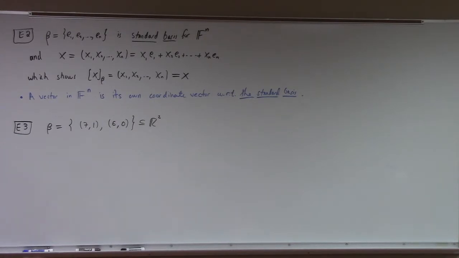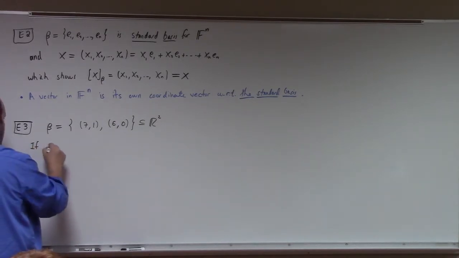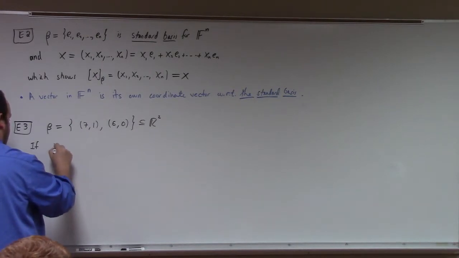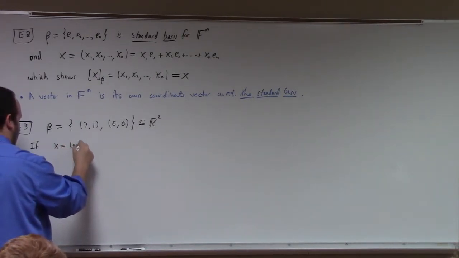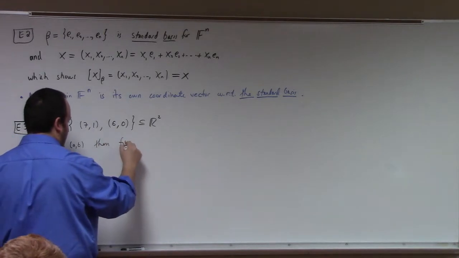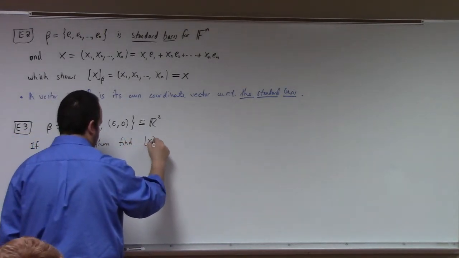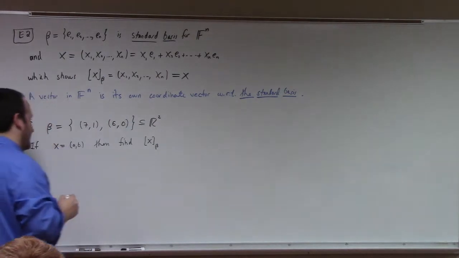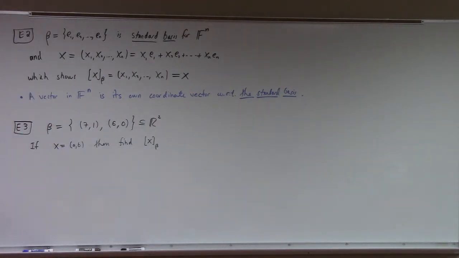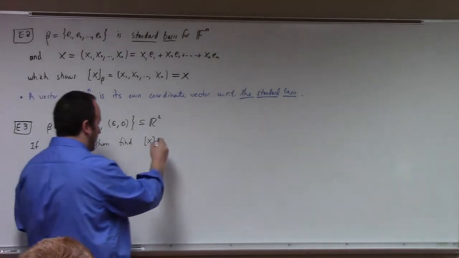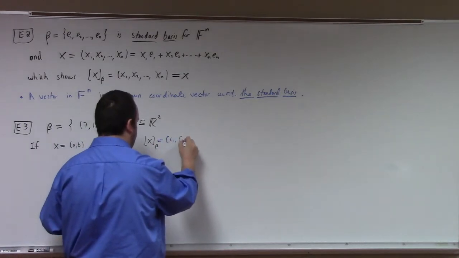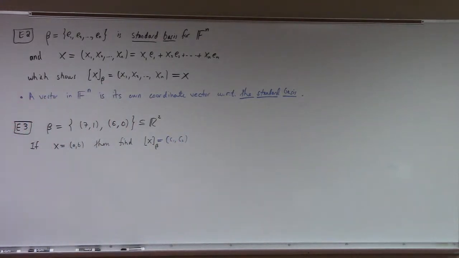And then I could say, okay, so if x equals, let's say, a comma b, then find the coordinate vector of x with respect to this beta basis, right? How would you do that? What does that mean? What are we trying to find? Can I write it out? I'll stick with my definition and call this C1, C2 for the purpose of our calculation here.